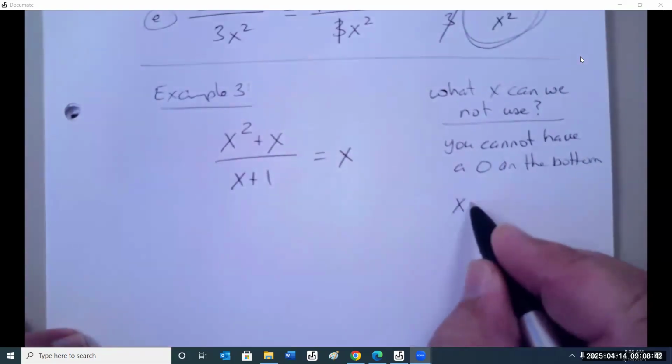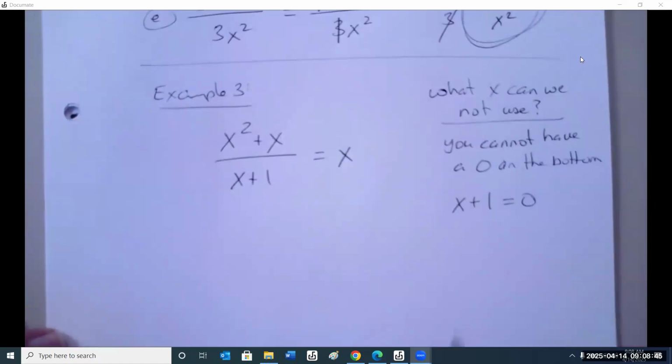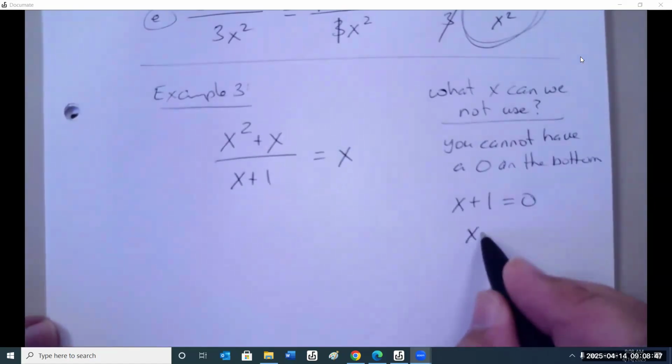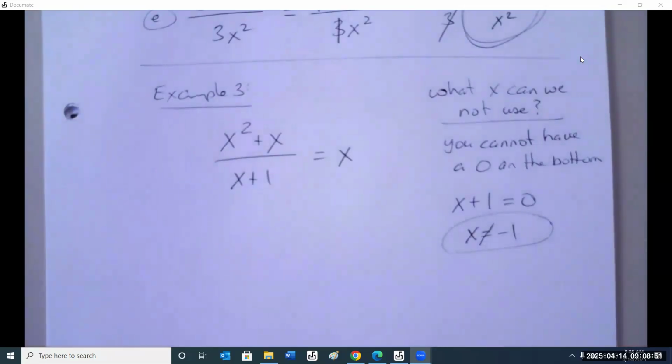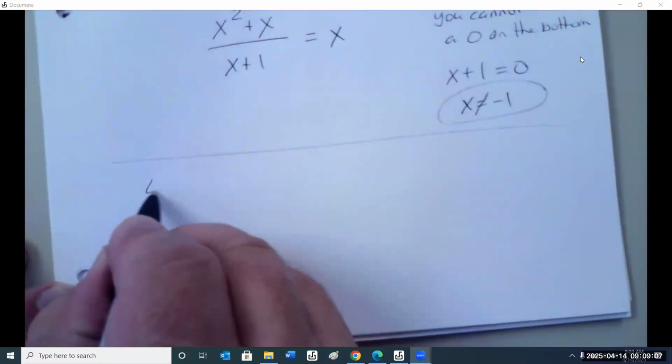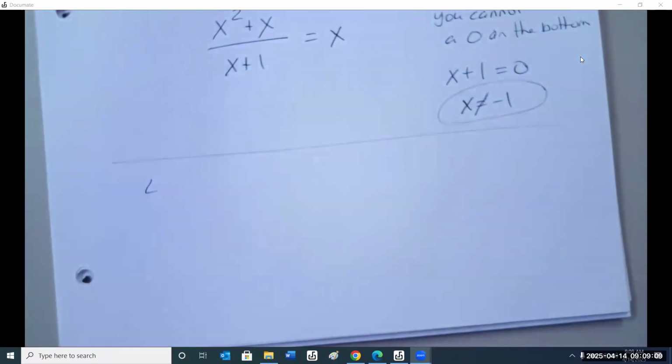So what would x have to be to equal 0? That is the only x I cannot use. Whenever you have a fraction, that's the only x I cannot use in my answer. So whenever you have fractions, first thing you have to look at, what are my limitations? It's called a domain. What x's can I use?